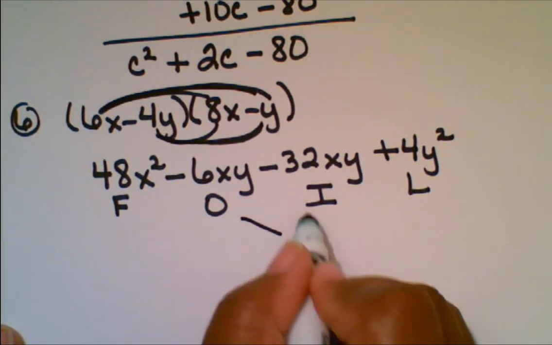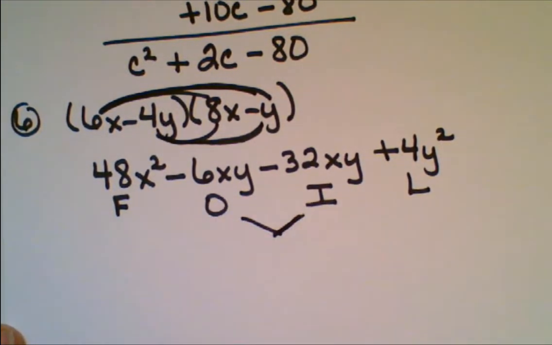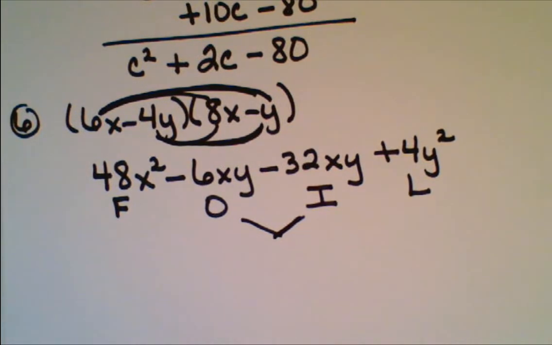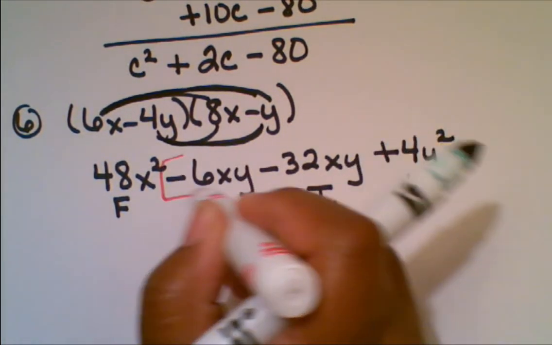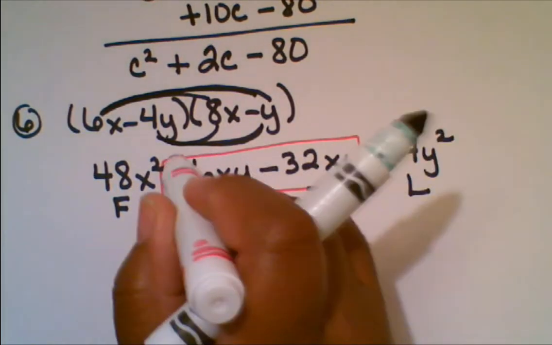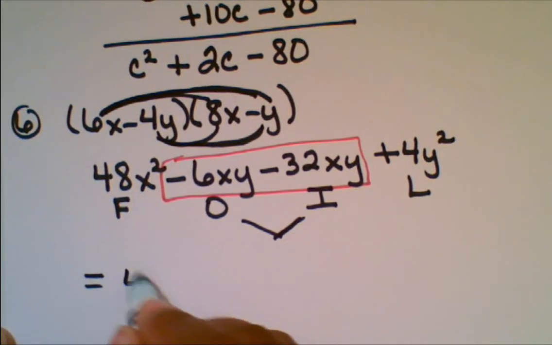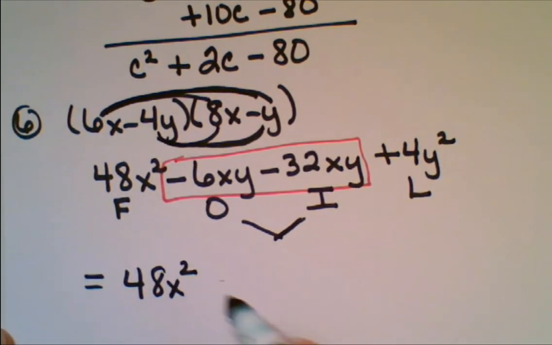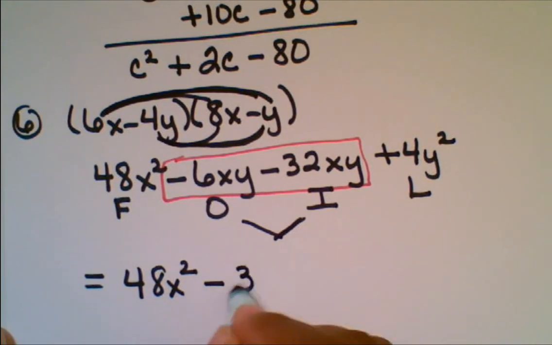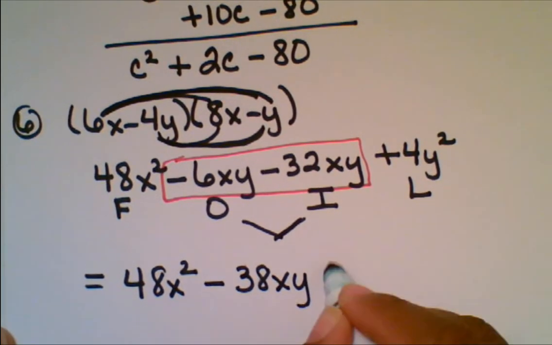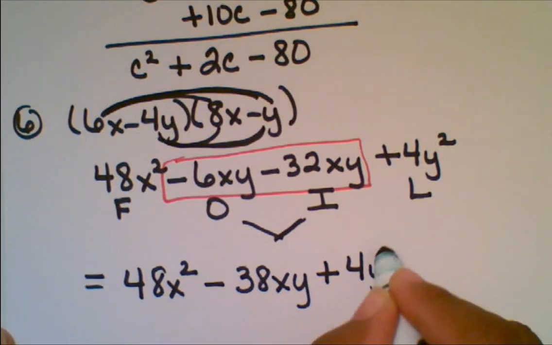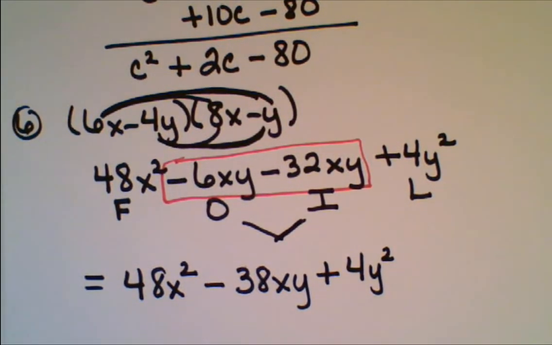And you notice the outer and the inner terms, those are like terms, so we can simplify the outer and inner terms and bring down the remaining terms. So we have here 48x squared minus 38xy plus 4y squared. And there we go. No terms are like. Everything in its proper order, and we are done.